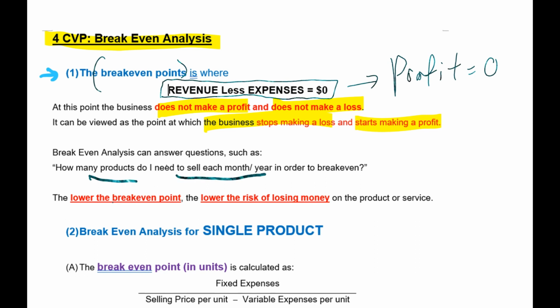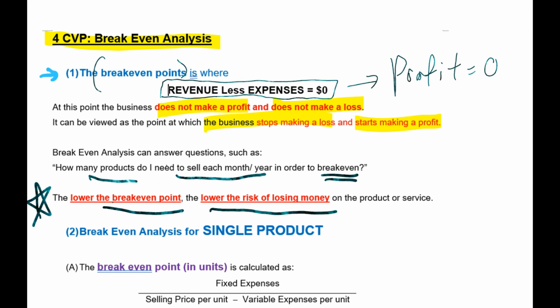In break-even analysis, you can answer questions like: how many products do I need to sell in order to break even? How many products do I need to sell in order to start making a profit? This is what break-even analysis is all about. The lower your break-even point, and this is very important, the lower the risk of losing money. So when comparing break-even points, we would prefer a break-even point which is lower.